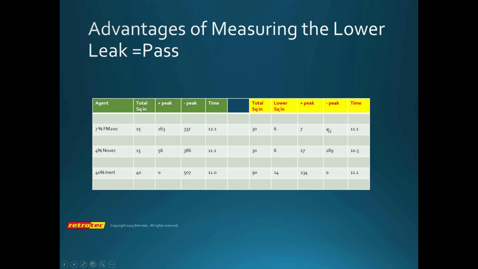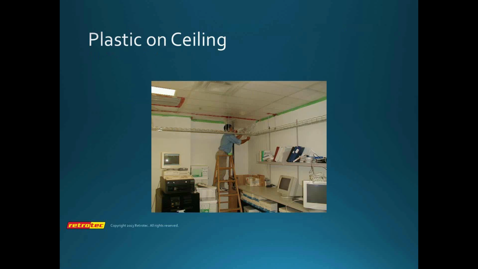So the lower leakage measurement is very advantageous, and the same thing can be true with Novec or inert agents as well. So we can reduce the need for pressure relief vents and get better hold times by measuring the leakage distribution. And there's two ways of doing this.